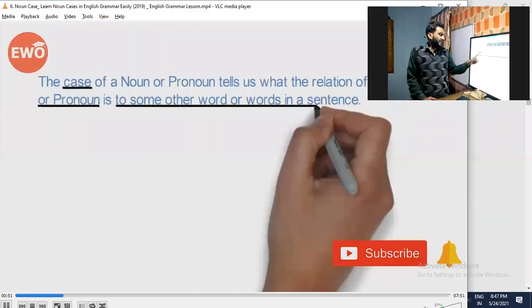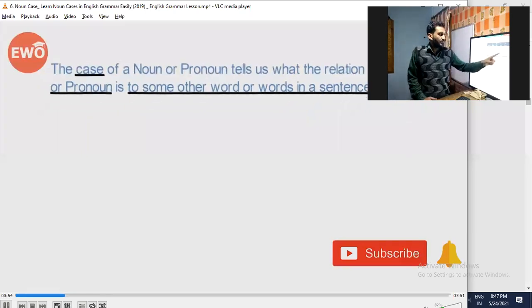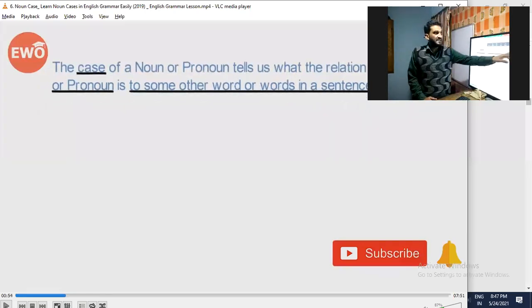Now, what is written here? The case of a noun or pronoun tells us what the relation of that noun or pronoun is to some other word or words in a sentence. Simply, I will give an example. Suppose Rashid plays cricket. Rashid is the noun, and what is its relation with the other words of the sentence?